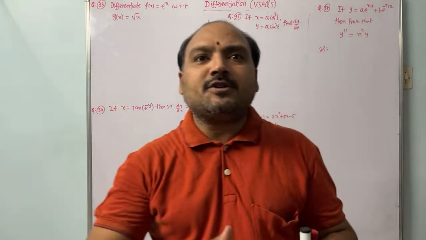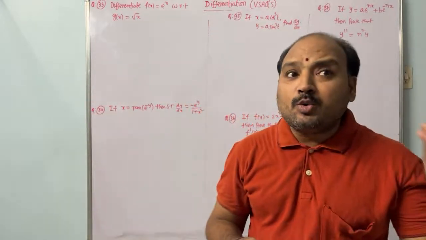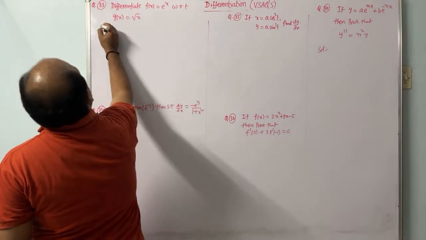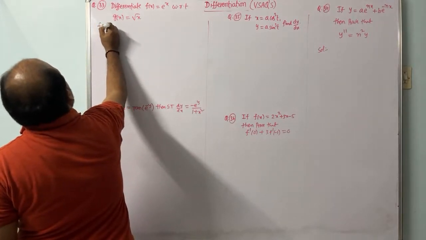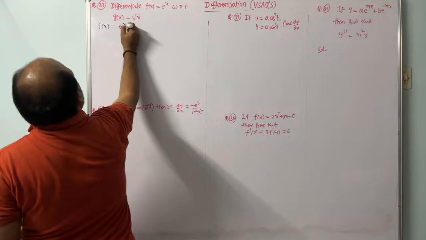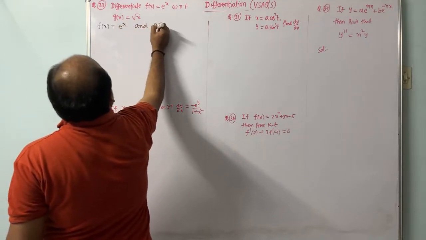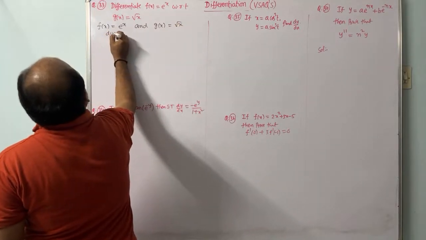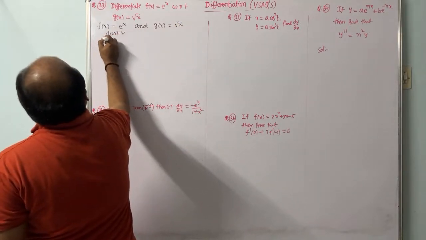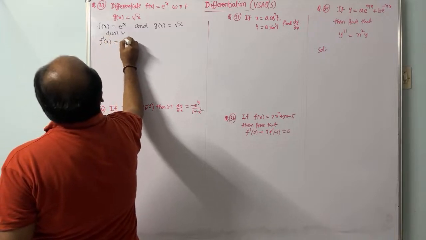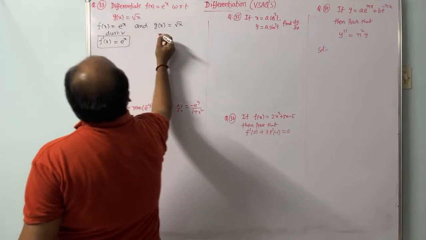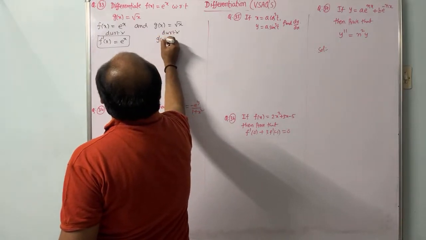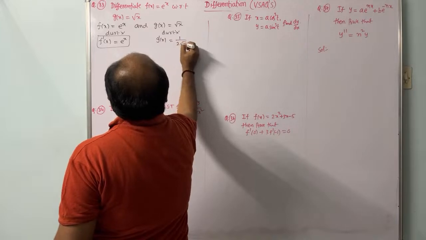Differentiation of one function with respect to another function. How to do that? First I am writing given functions f of x equal to e power x and g of x equal to root x. Differentiate with respect to x. F dash of x equal to e power x, derivative is e power x. Next, differentiate with respect to x. G dash of x equal to 1 by 2 root x.